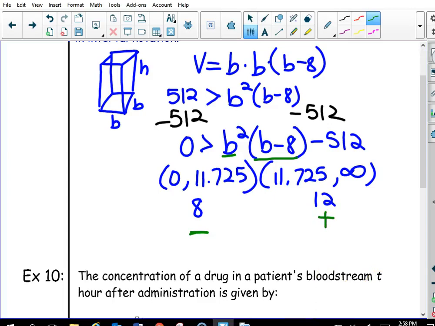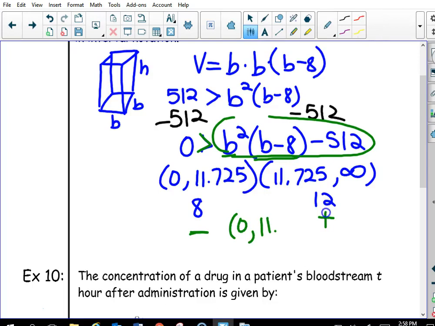Okay, so we're looking for where this is less than 0, so that's going to be where it's negative. So it will be 0 to 11.725, and not including it because there's no equal sign. Okay, we are done.